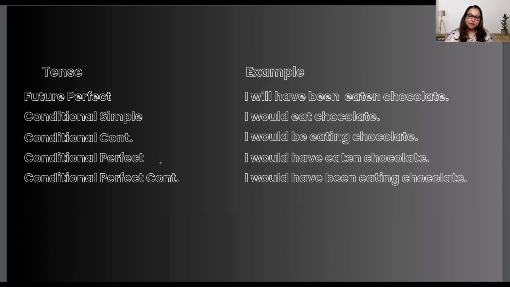And conditional simple. There are 4 conditional sentences, and I'll be briefly talking about these 4. Okay, I would eat chocolate. I would be eating chocolate. I would have eaten chocolate for conditional perfect. And conditional perfect continuous is I would have been eating chocolate.